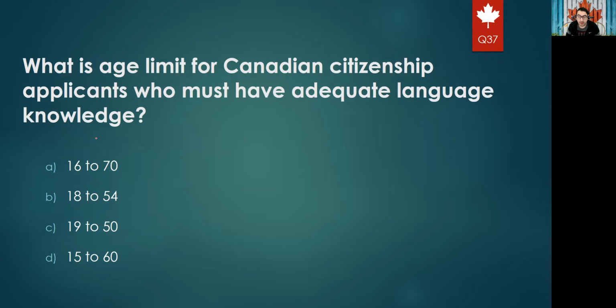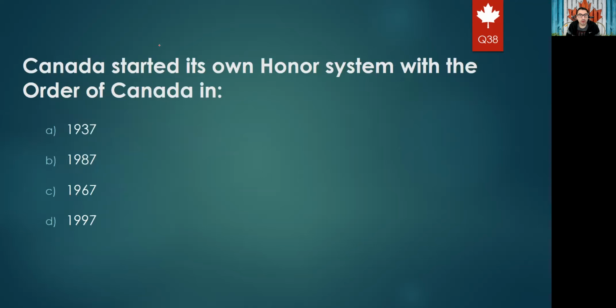If you know any of the boundaries, you can get the answer. So if you know that you have to be 18 or plus, you will know this answer B is the right one. If you know you shouldn't be less than 55, you will also know that B is the right answer. Okay, so B will be 18 to 54. Next question.